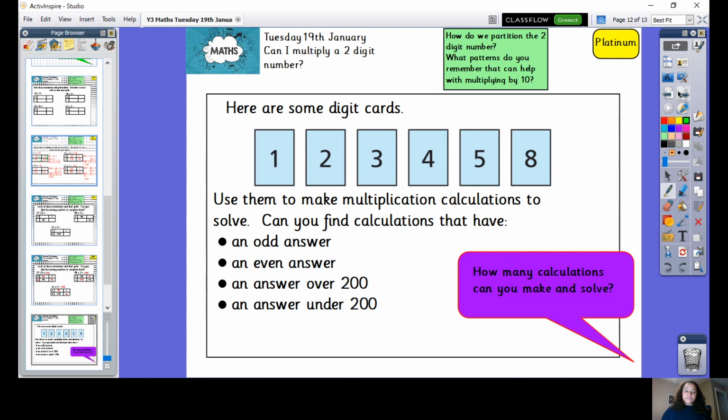Okay, your platinum task for today involves some digit cards. So your job is to make multiplication calculations to solve. So can you find calculations that have an odd answer, an even answer, an answer over 200, and an answer under 200? Pause the video here and give them a go.